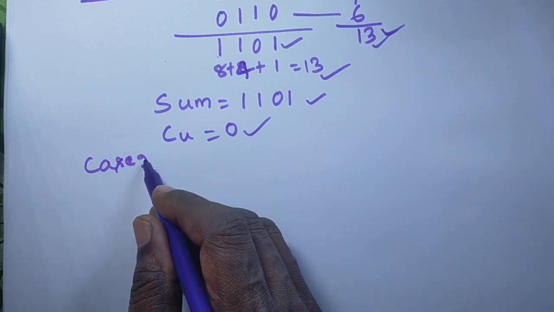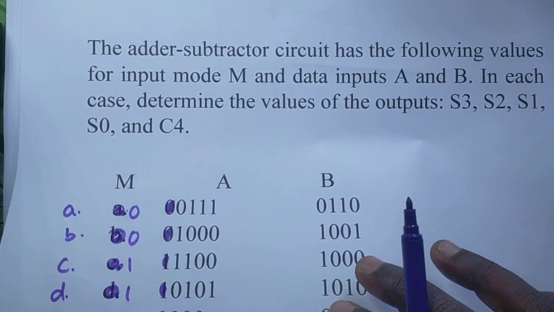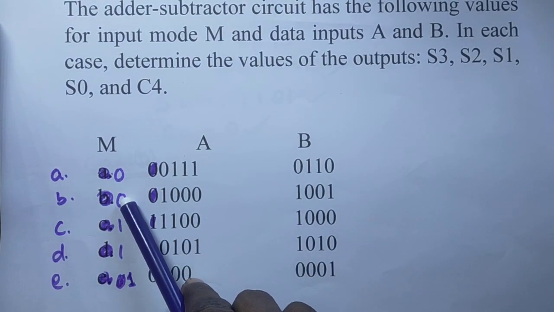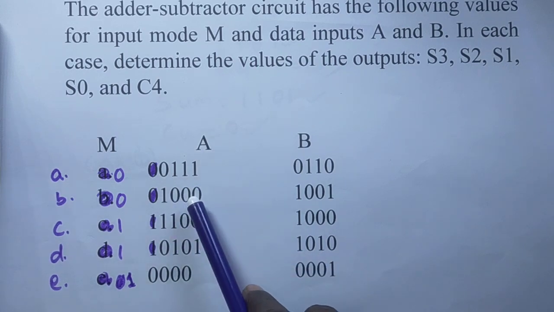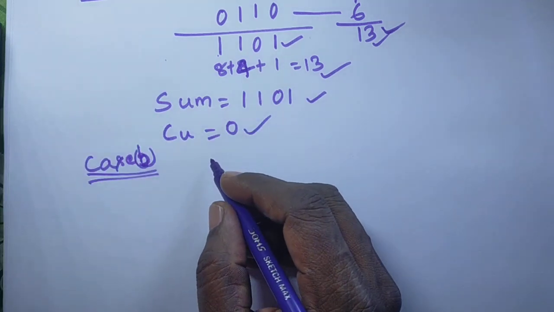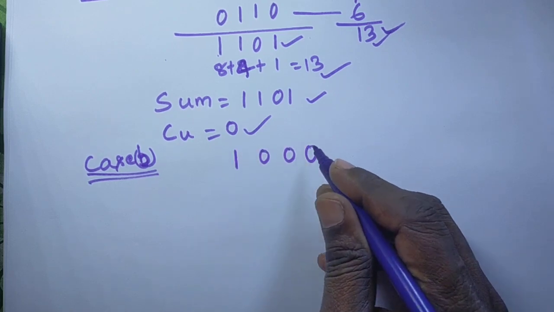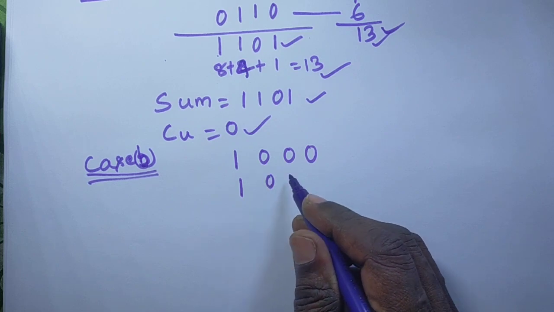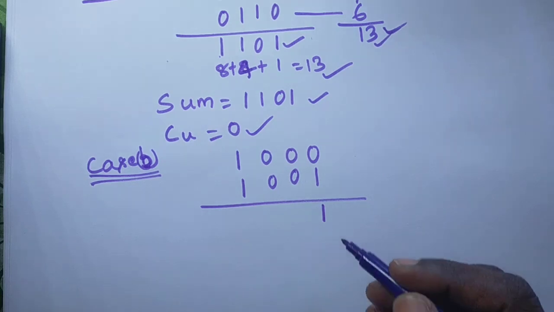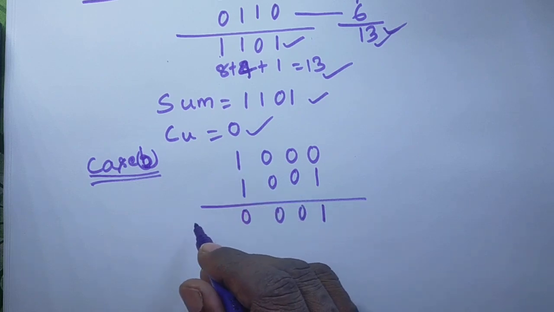Okay, now we see case 2, very simple way. We can write case B, because I have already mentioned cases A, B, C, D; 4 cases will be considered. So here you see mode is 0, that means we have to add. What is the value of A? 1000, B value is 1001. Now we will add. A is 1000, B value is 1001. Because M is 0, here is 1, here is 0, here is 0, here is 1 plus 1 means 10.